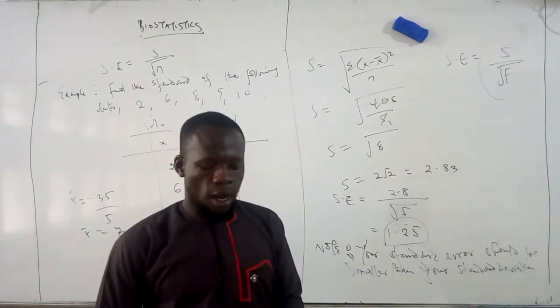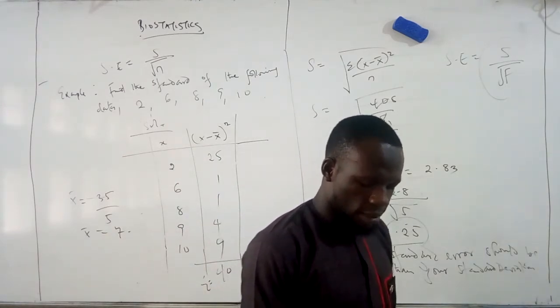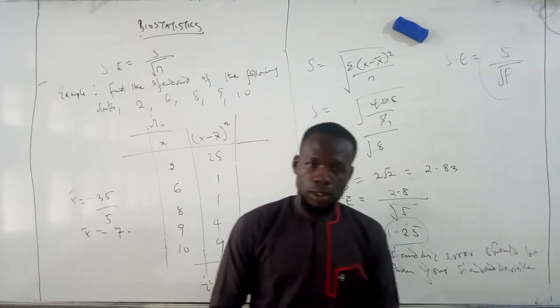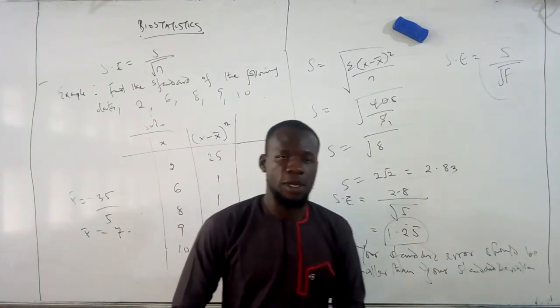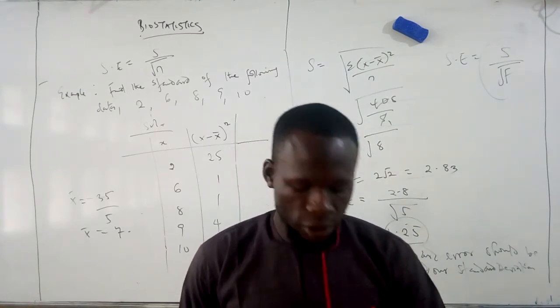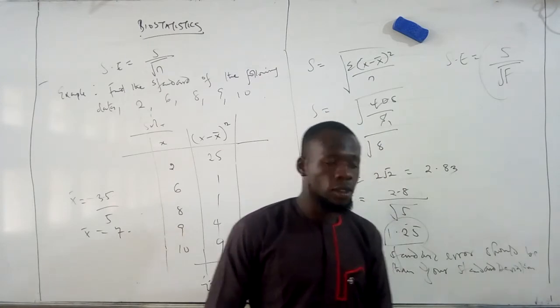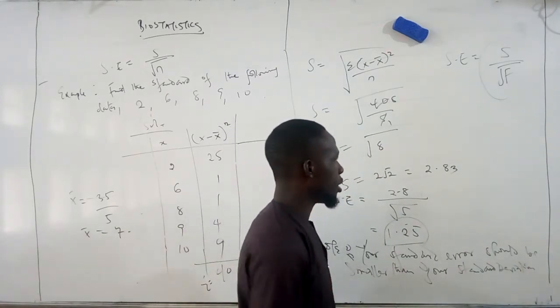Alright. So having understood that, we move on to what we know as coefficient of variation. So talking about coefficient of variation, now coefficient of variation is expressed as a mean.